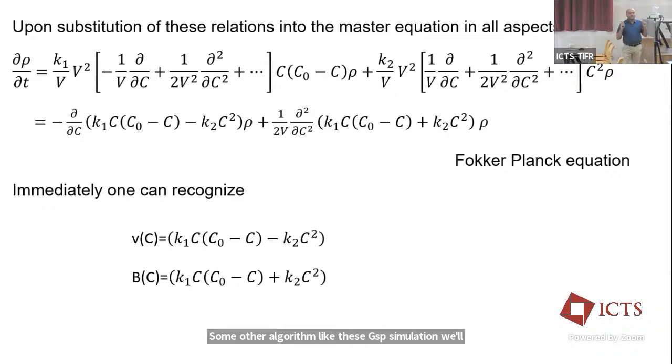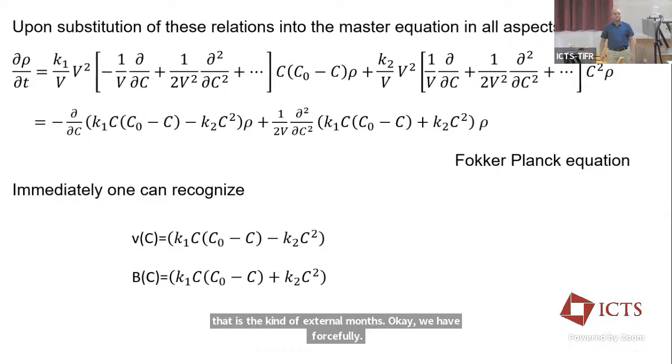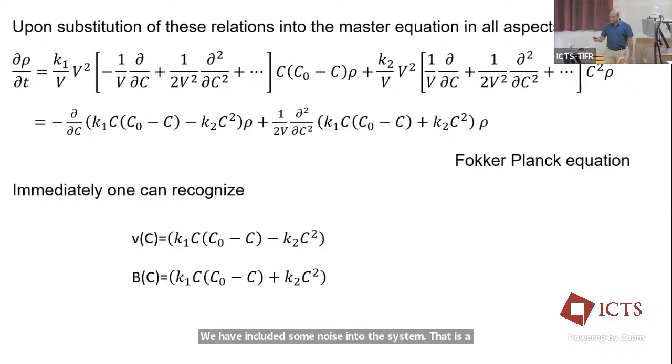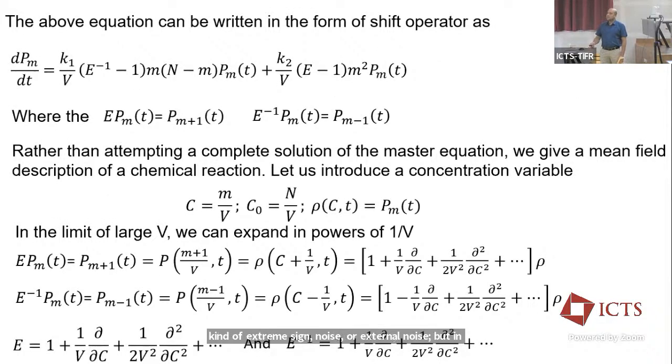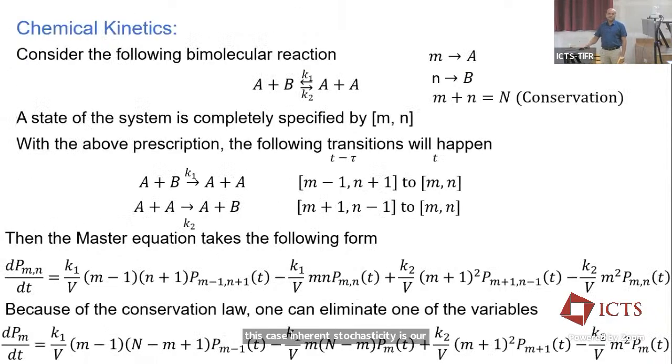So one important difference that I want to stress is that in the Langevin formalism, whatever noise we have included is a kind of external noise. We have included some noise into the system, that is extrinsic or external noise. But in this case, the inherent stochasticity is associated with when the particular reactions are happening. So this is intrinsic or inherent stochasticity. It is within the system, related to when a particular reaction is happening. We don't know, that is a stochastic event. So just keep that in mind.